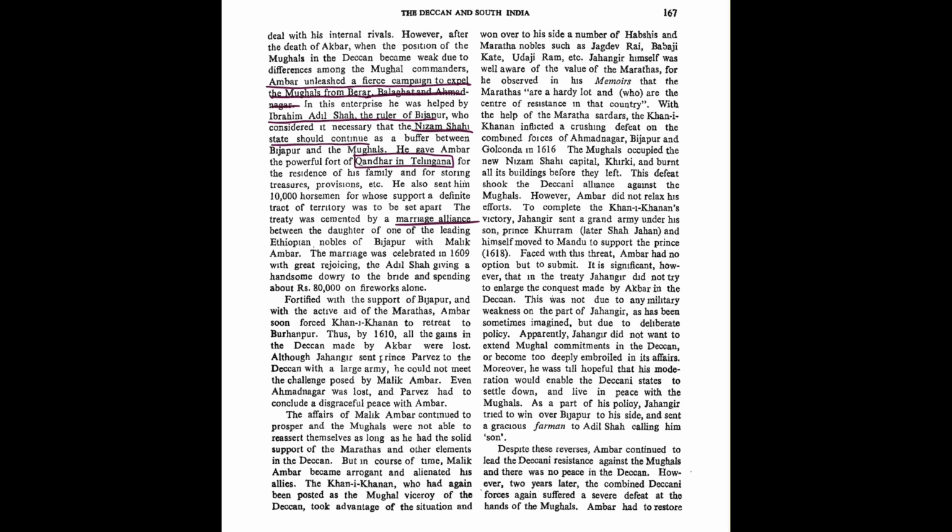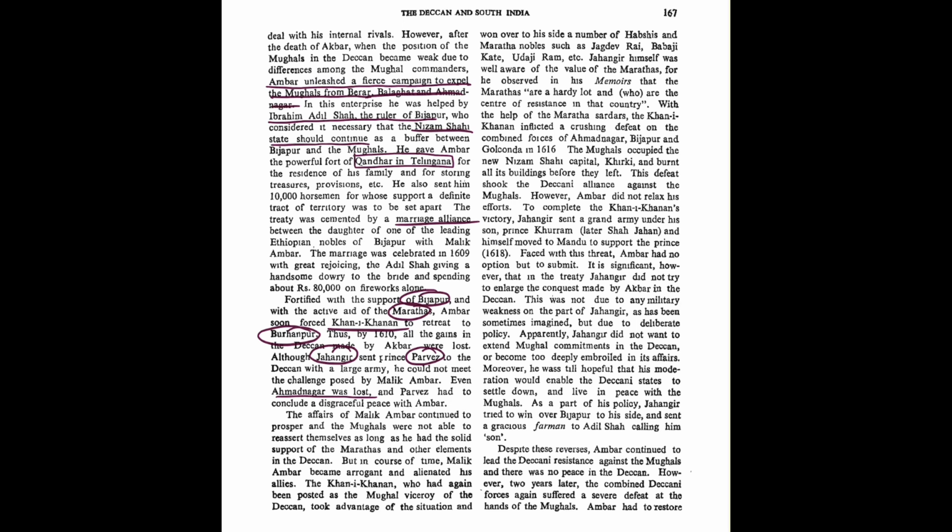Fortified with the support of Bijapur and the active aid of the Marathas, Malik Ambar soon forced Khan-i-Khanan to retreat to Burhanpur. Thus by 1610, all the gains in the Deccan made by Akbar were lost. Although Jahangir sent Prince Parvez to the Deccan with a large army, he could not meet the challenge posed by Malik Ambar. Even Ahmednagar was lost, and Parvez had to conclude a disgraceful peace with Ambar.